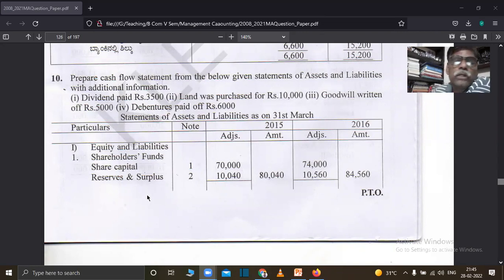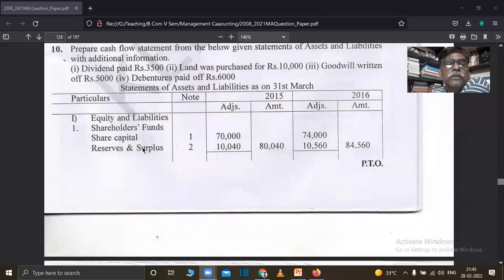Along with this, you have to consider the balance sheet items. You see the share capital 70,000, 74,000. 4,000 increase in the share capital is there. This is the inflow of cash related with financial activity. Reserve and surplus profit, you take in the operating activity and calculate operating activity cash flow.